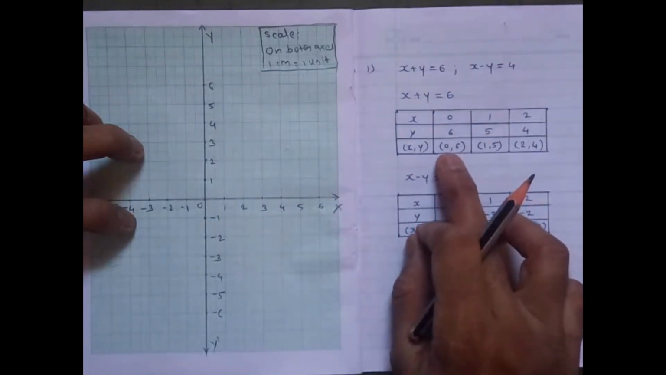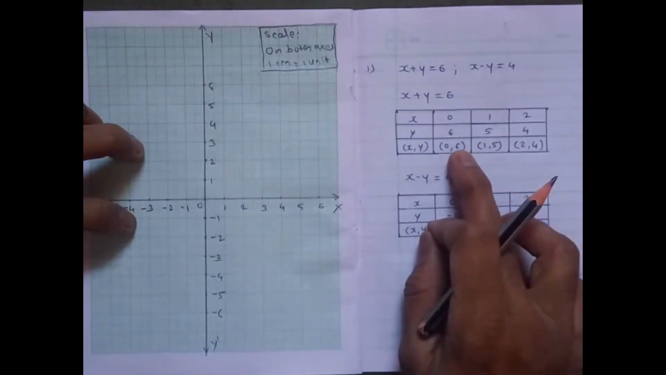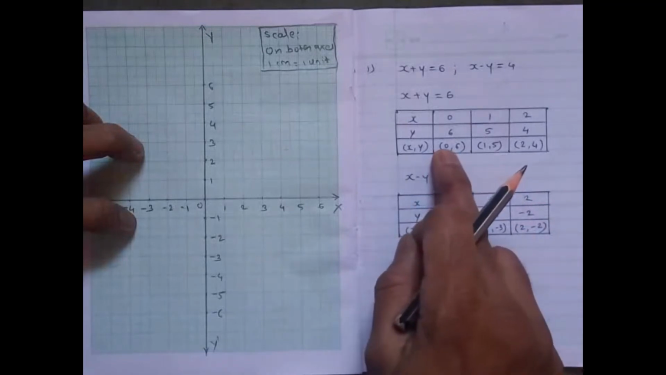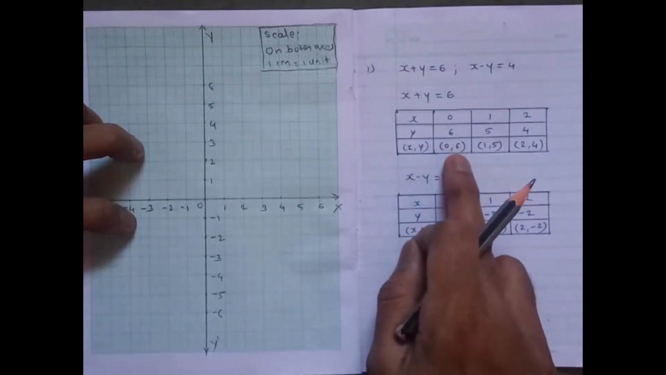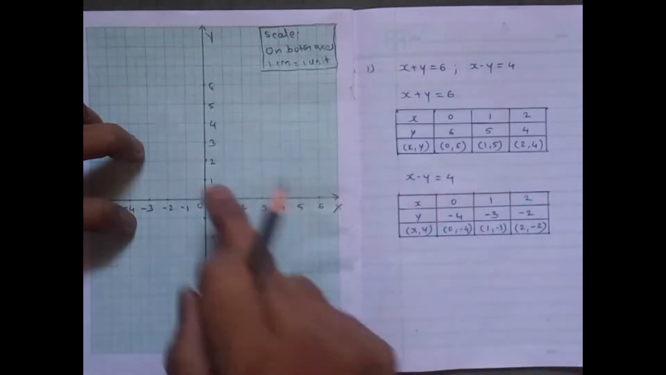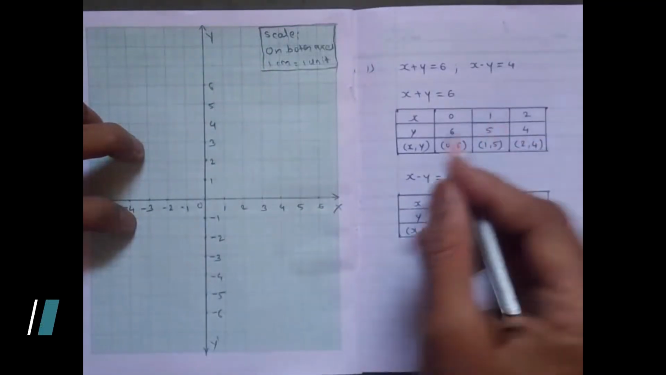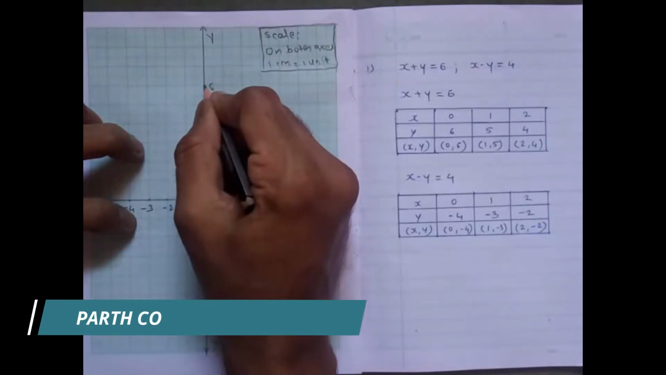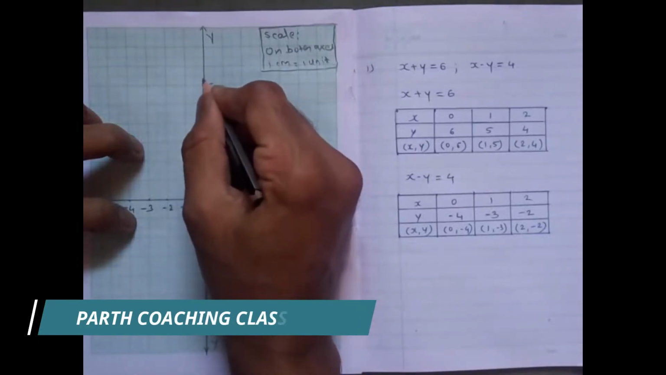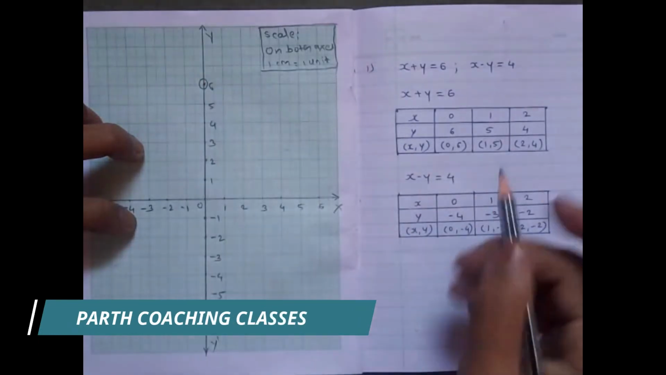First ordered pair is 0, 6. So value of x is 0. That means this point is on the y-axis. Value of y is plus 6. So where is plus 6? Here. So this is the first point.